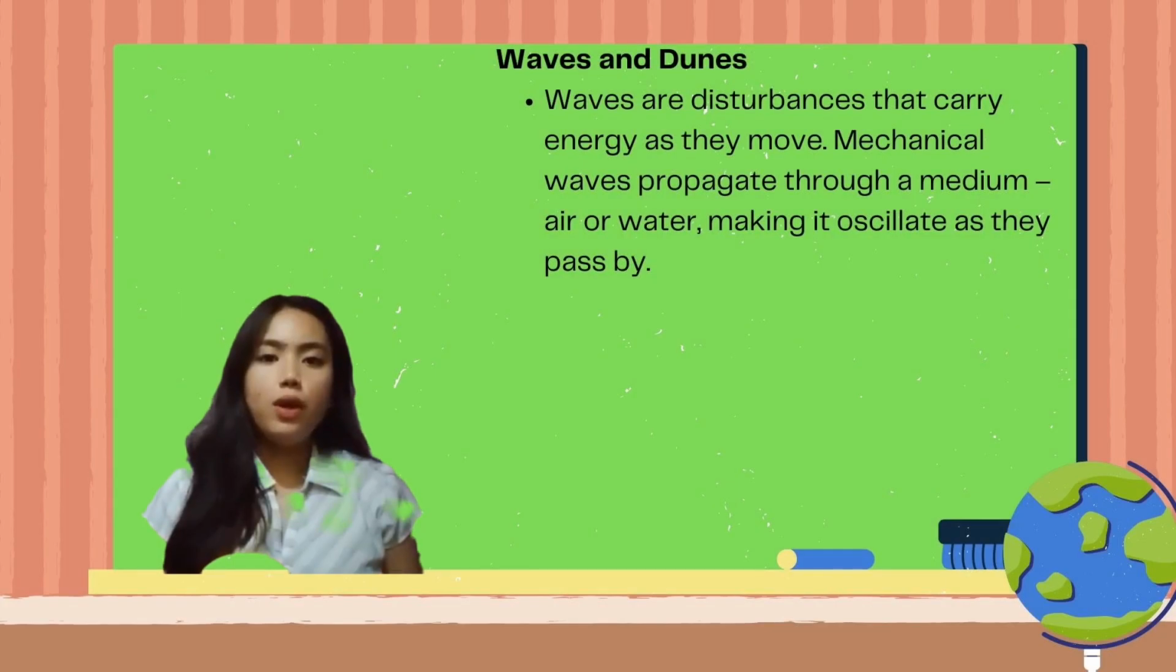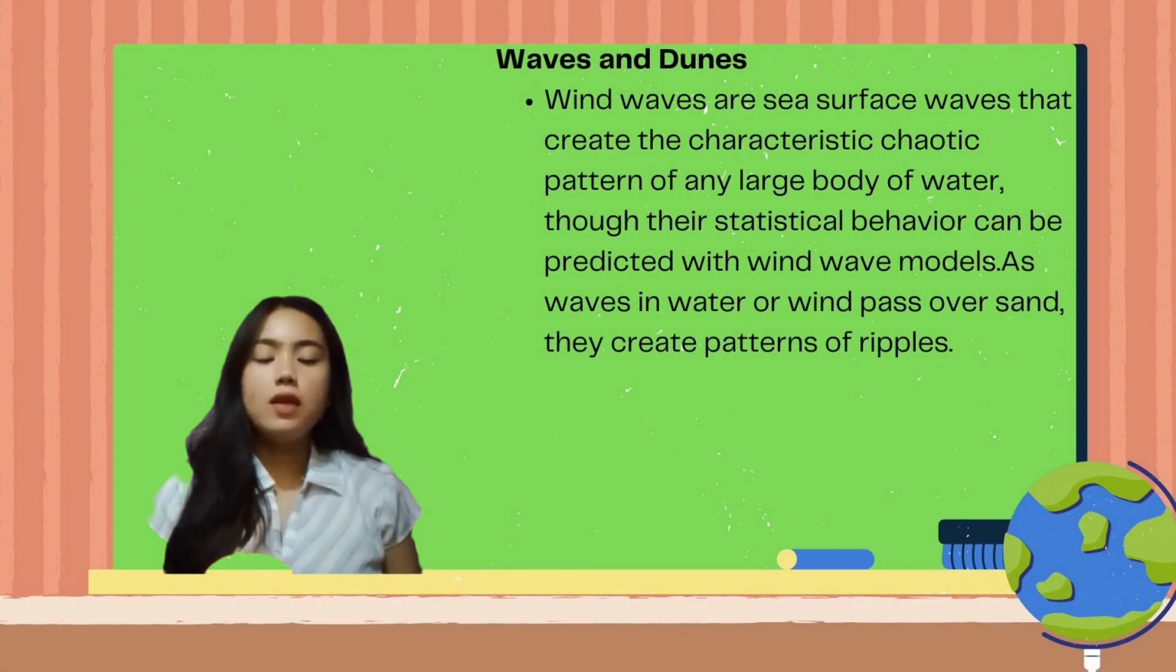Waves and dunes. Waves are disturbances that carry energy as they move. Mechanical waves propagate through a medium, air or water, making it oscillate as they pass by. Wind waves are sea surface waves that create the characteristic chaotic pattern of any large body of water, though their statistical behavior can be predicted with wind wave models. As waves in water or wind pass over sand, they create patterns of ripples.